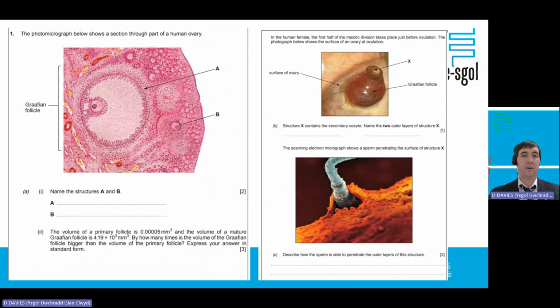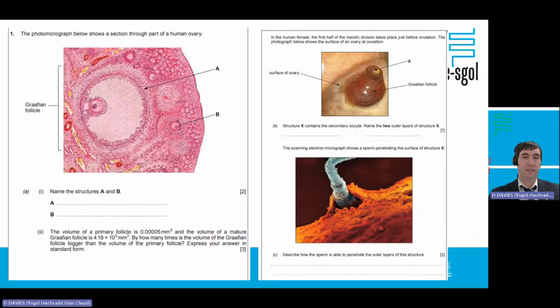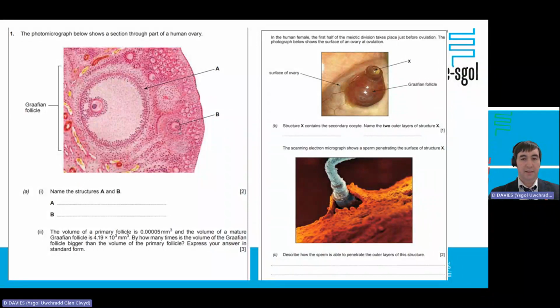Okay, so the photomicrograph below shows a section through a human ovary. So straight away you're thinking of a Graafian follicle there, primary follicle here. Okay, there you go. Name the structures. Fine. All right. There's a nice mathsy question there. Okay.